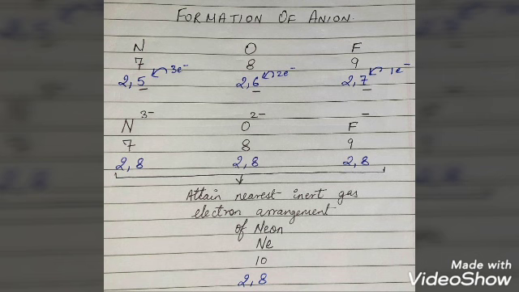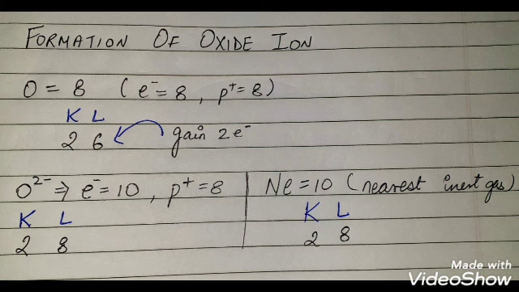Please note that an atom having 7 electrons in its outermost shell accepts one more electron to form an anion having 1 unit negative charge. Similarly, an atom having 6 valence electrons accepts 2 more electrons to form an anion having 2 units of negative charge, and an atom having 5 electrons in its outermost shell accepts 3 more electrons to form an anion having 3 units of negative charge. Let us take an example of the oxide ion.